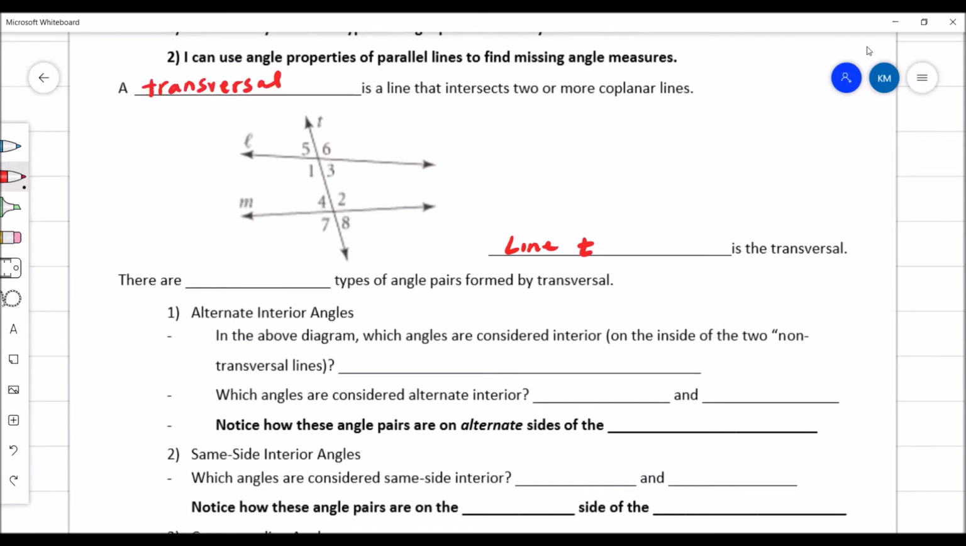There are 3 types of angle pairs formed by the transversal that we'll focus on. And those angles are alternate interior angles. In the above diagram, which angles are considered interior? If you think about the transversal T going through L and M, when we look at the interior of L and M, you might think inside those 2 lines, right? And so interior, inside the 2 lines, would be these angles. So we would say 1, 2, 3, and 4.